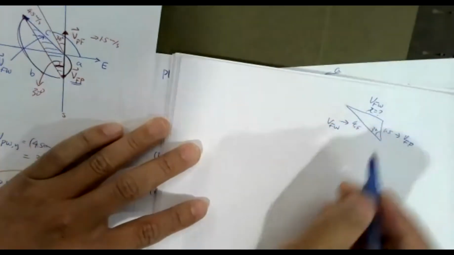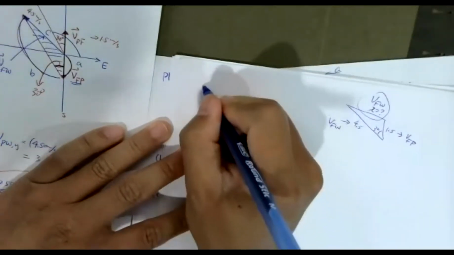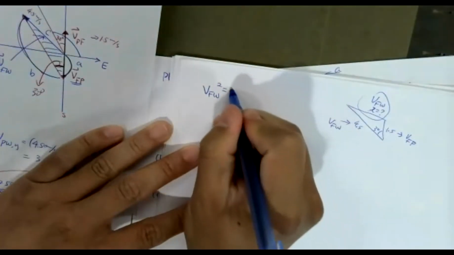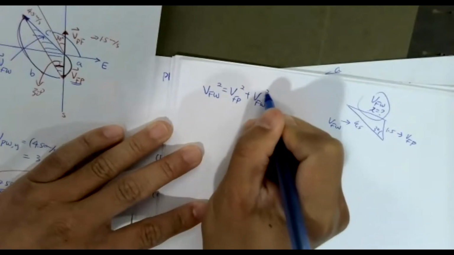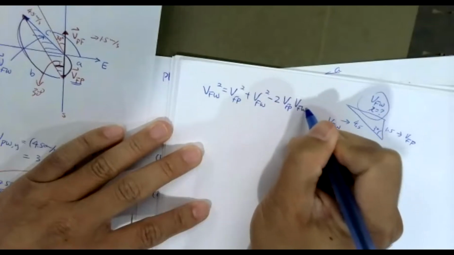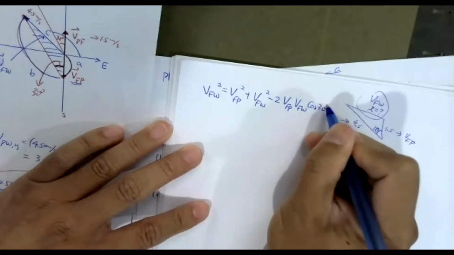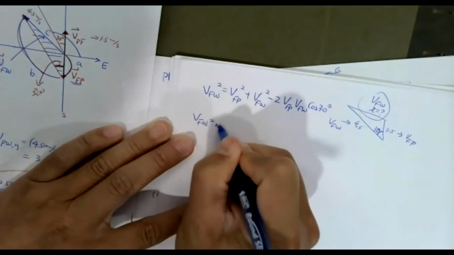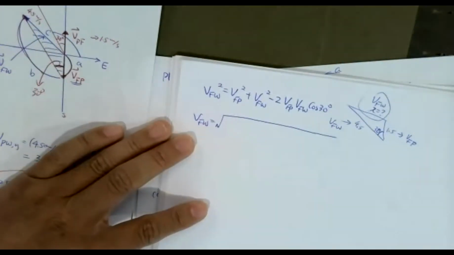So using the law of cosines, we can see this side squared, VFW squared, should be equal to VFP squared plus VPW squared minus twice VFP times VPW cosine of the angle these two make, 30 degrees, okay? So then V of FW should be the square root of all this here.